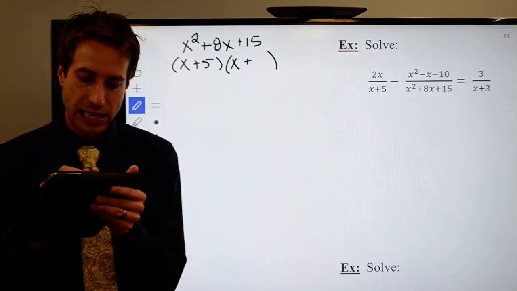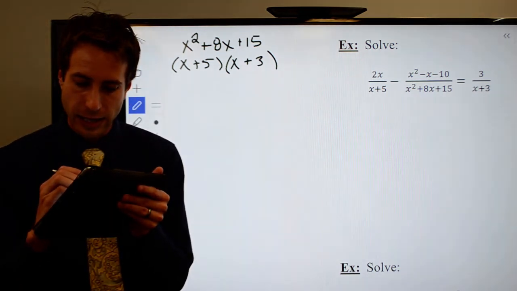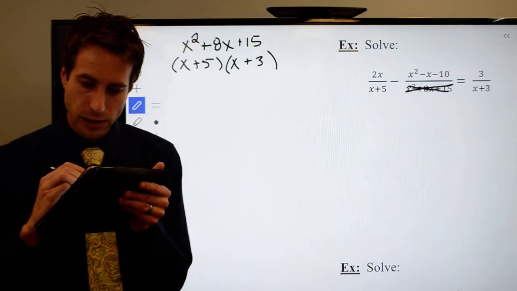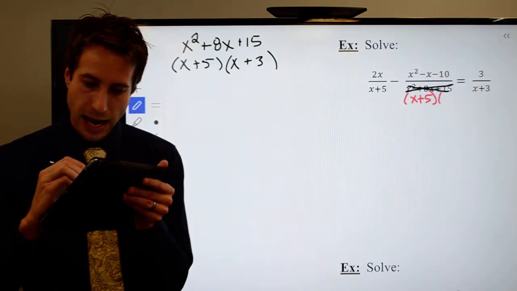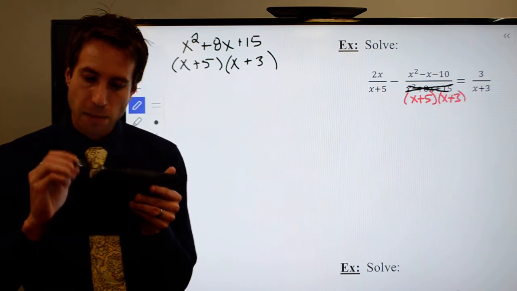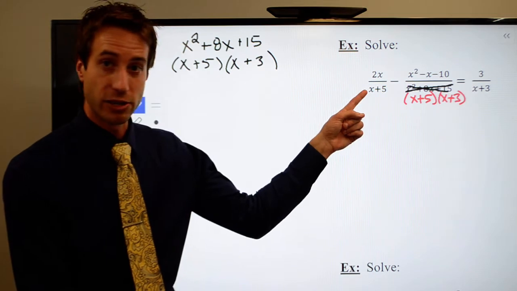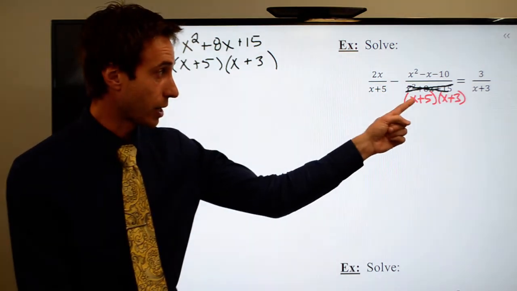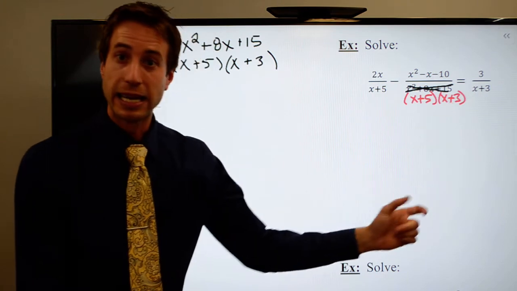Now, why is that interesting? Well, here's why that's interesting. This guy right here, right down here, factors into an x plus 5 and an x plus 3. But please notice what my other denominators are. This denominator is an x plus 5, same as what I got here. And this denominator is an x plus 3, same as what I got here.